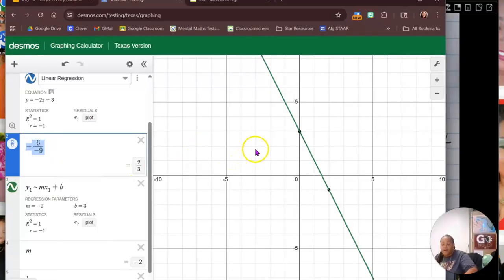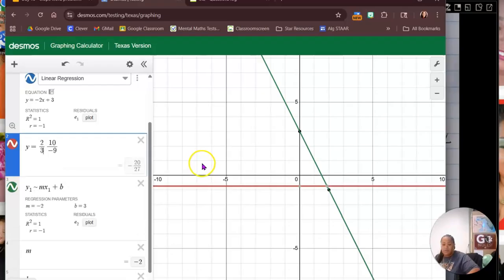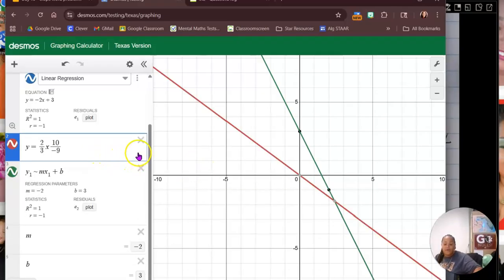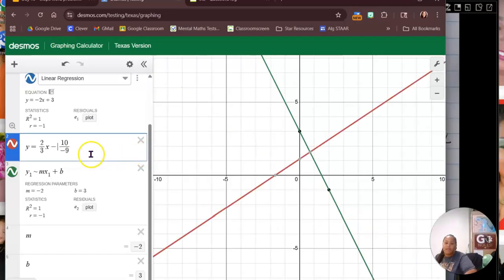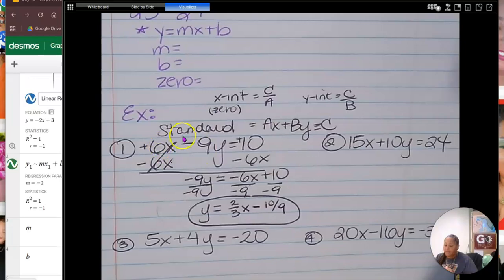Let me show you just to verify. 10 divided by negative 9, negative 10 ninths. So now if I type that in, y equals 2/3 x minus 10 ninths. There's my y-intercept. There's my x-intercept. So these are both decimals. So I've got to figure out what those decimals are. So let's go ahead and get rid of this guy. And let's come back and do the math over here.